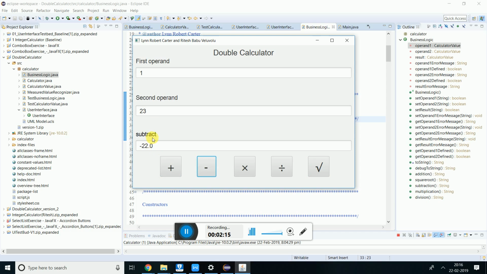And as you can see, the name of this text field is changed to subtract, and this performs the subtraction of the two input operands, and this performs the multiplication of the two input operands, and this performs the addition of the two operands, and this is changed to sum. And if you press this, only the square root of the first operand is displayed.